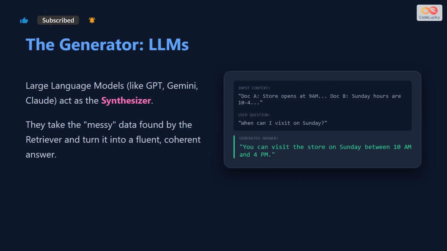Once we retrieve the relevant information, we hand it over to the generator. Today, these are large language models like GPT or Claude. They act as a synthesizer. They take the messy, raw data found by the retriever and turn it into a fluent, coherent sentence that answers the user's question.